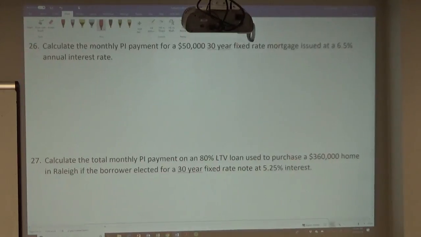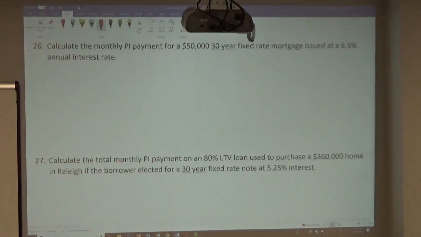Alright, calculate the monthly payment for a $50,000 30-year fixed rate mortgage at 6.5% interest. Okay? So, we want to do the same thing. We want to go to that chart. First look at the chart, and we want to find a couple things on the chart. We want to find the 30-year column, and we also want to find the 6.5% row.